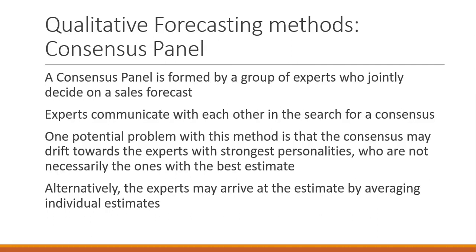So, one potential problem with the consensus method is that instead of the ones with the best estimate, the consensus may drift towards experts with the strongest personalities. So, if you've ever been in a meeting where people are trying to voice their estimates and opinions and trying to get everybody to agree on a single estimate, it's usually those who are the loudest that are more likely to get consensus and not necessarily those with the best information. Okay? Another way to arrive at consensus is to take everyone's individual estimates and average them.